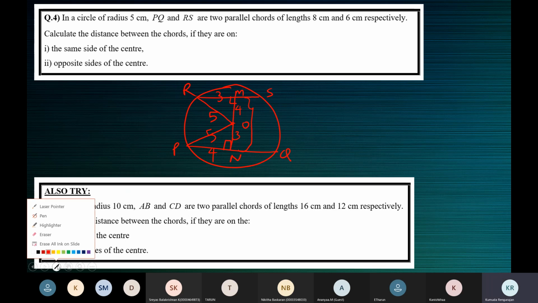So when they are on the same side of the center, you will have to subtract. Opposite sides of the center, add.